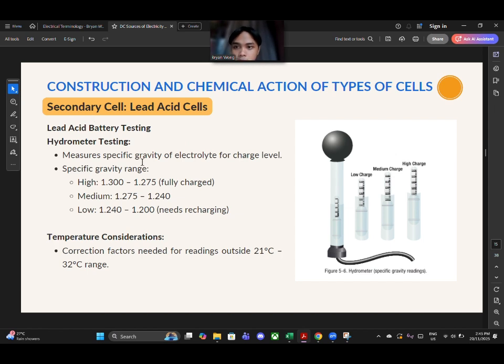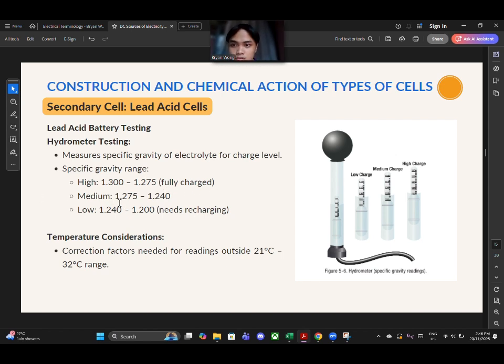Next, lead acid battery testing. Hydrometer testing measures the specific gravity of the electrolyte to determine the charge level. For the specific gravity there is a range: low, medium and high. Let me explain the high one. High is usually 1.300 to 1.275, which shows that it is fully charged.